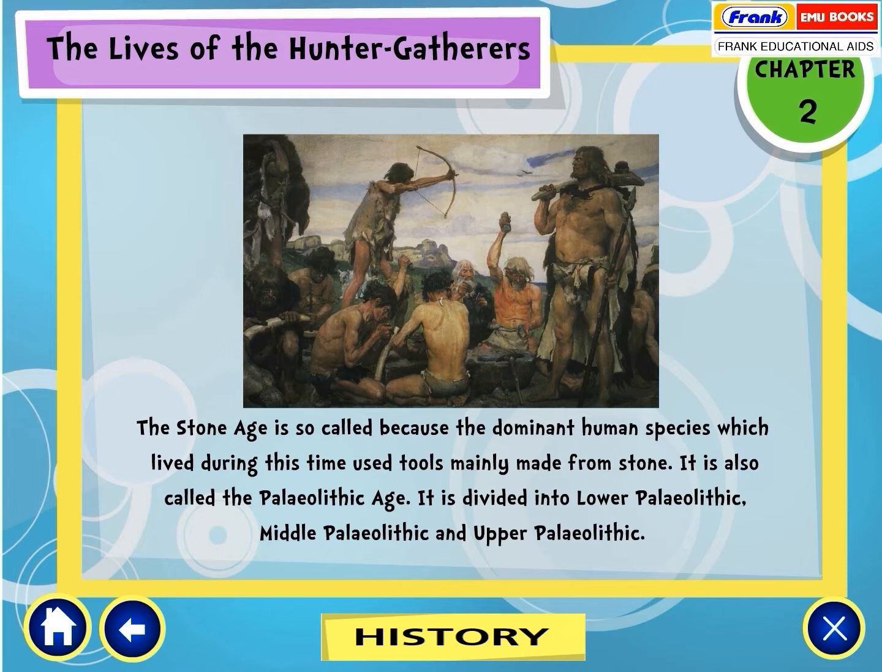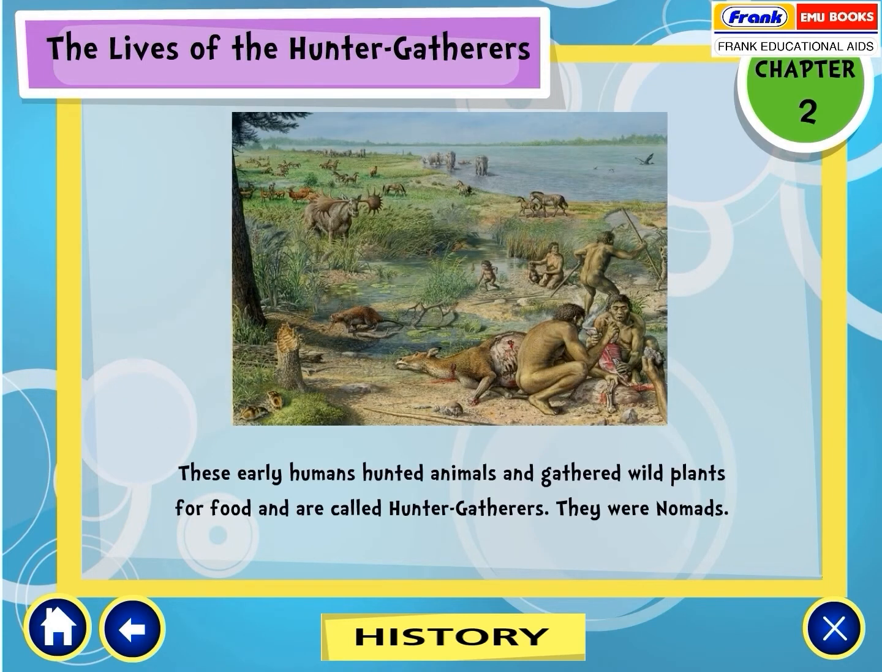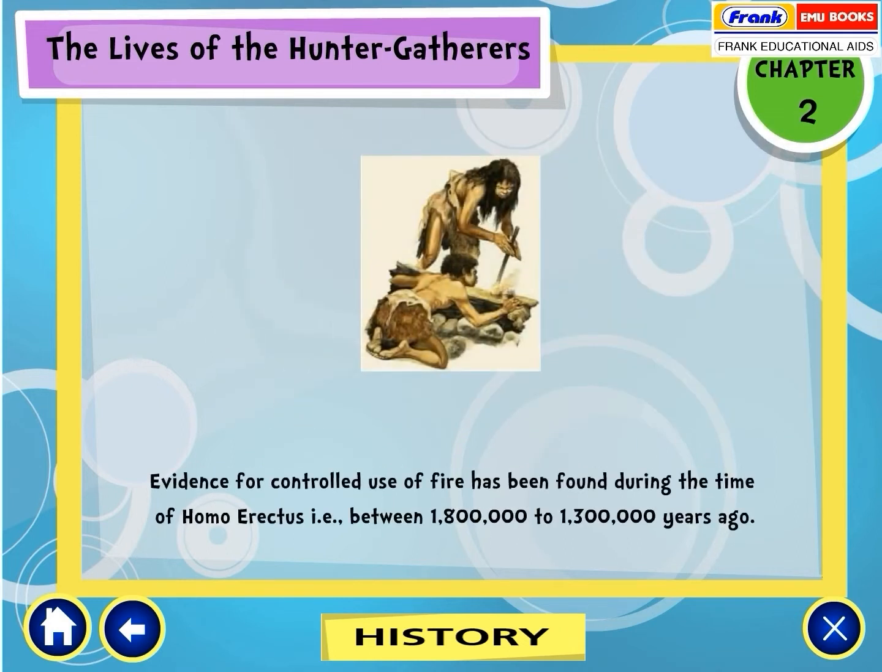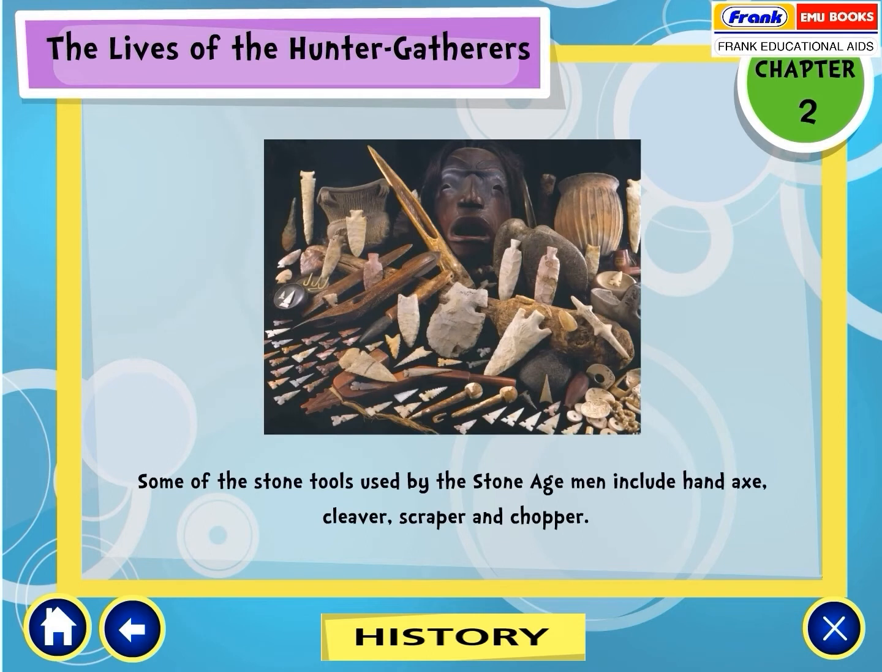It is divided into Lower Paleolithic, Middle Paleolithic and Upper Paleolithic. These early humans hunted animals and gathered wild plants for food and are called hunter-gatherers. They were nomads. Evidence for controlled use of fire has been found during the time of Homo erectus, that is, between 18 lakh to 13 lakh years ago. Some of the stone tools used by the Stone Age men include hand axe, cleaver, scraper, and chopper.